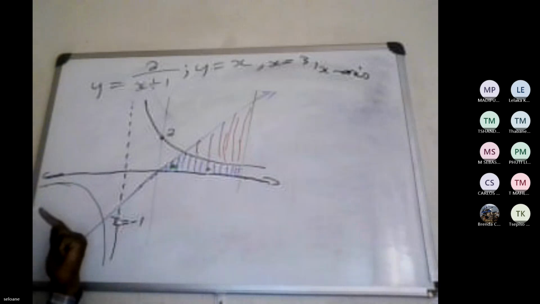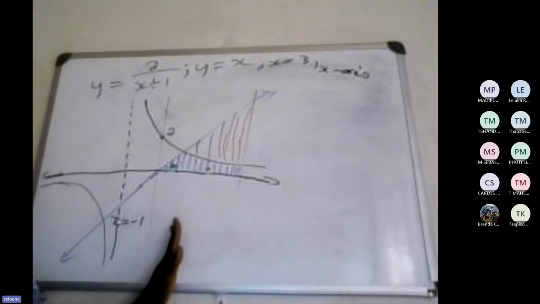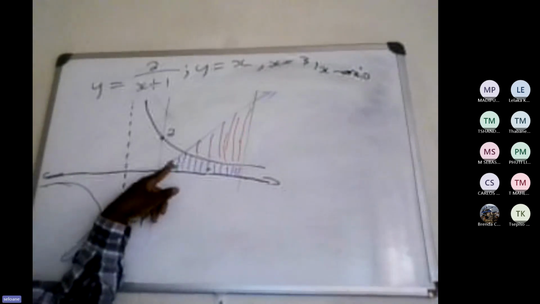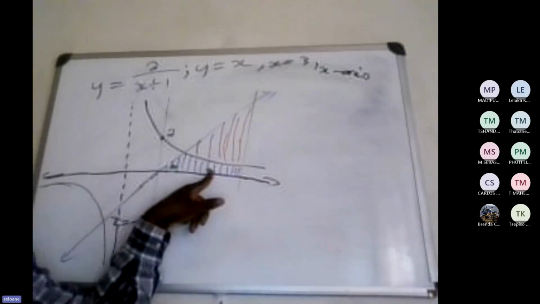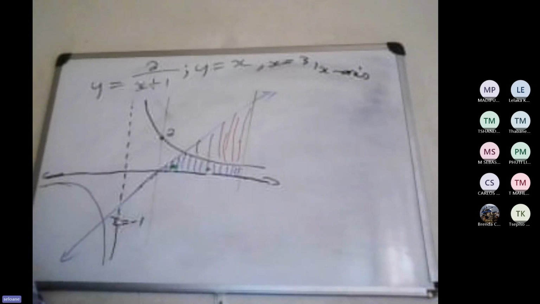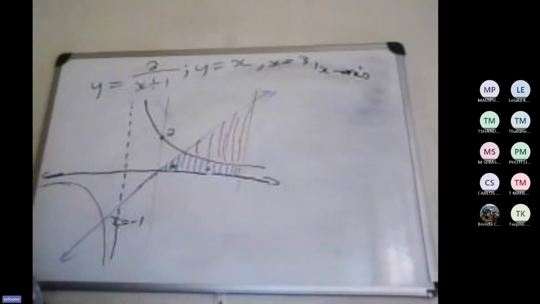Therefore, you cannot simply say the top function, because it's different tops. Here it is y equal to x. Here it is y equal to 2 over x plus 1. So that is where the problem is. You cannot say top minus the bottom. We can't even go to the bottom because we don't have a single top.